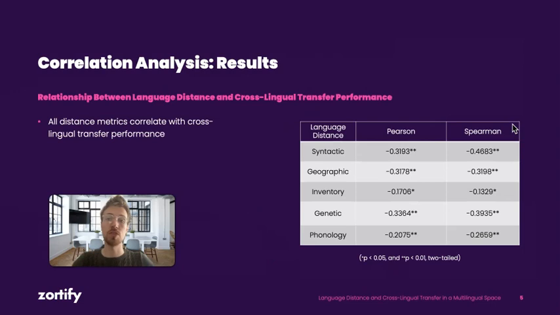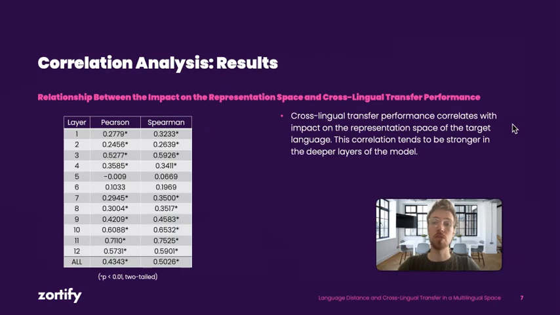The first observation was that all language distance metrics correlate with cross-lingual transfer performance, which was not a surprising result, but rather confirms past research. After that, we also observed that cross-lingual transfer performance indeed correlates with the impact on the representation space, which means that the more the representation space of a target language is impacted, the better the transfer to that language works, and vice versa. This correlation is generally a bit stronger in the deeper layers than the earlier layers.